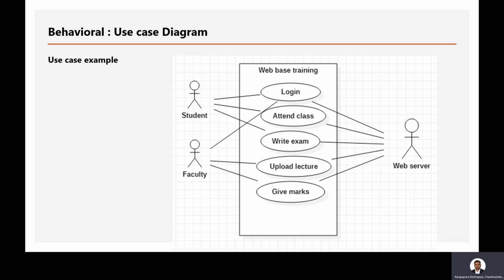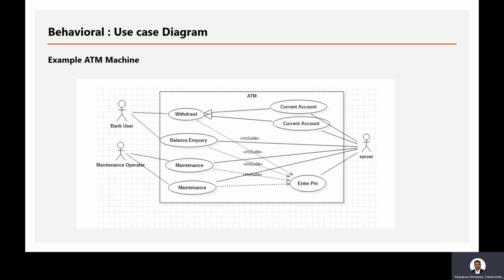And generalization is also represented. For example, car and bus are specific, and vehicle is the generalization. With this knowledge, let's try to understand one specific example of an ATM machine where all these things are used.